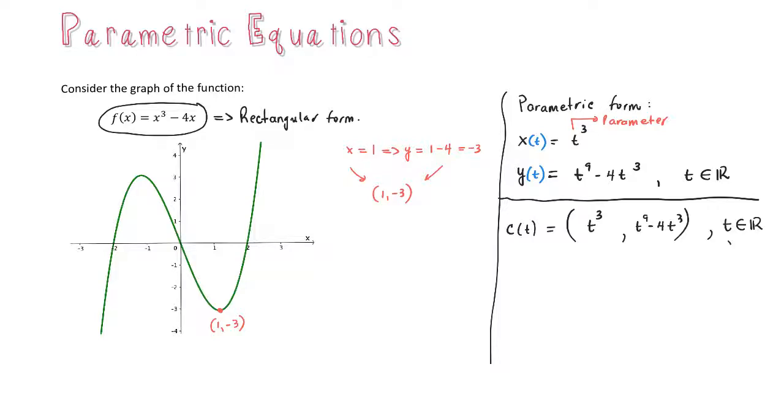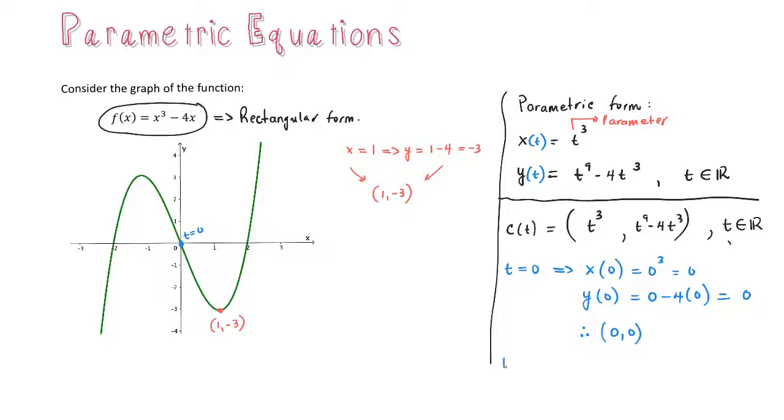So let's say that I choose the value t equal to 0. Then the x value, x of 0, is 0 to the third. That's going to give us 0. And then y of 0 will be 0 to the ninth minus 4 times 0 to the third, that is going to give us 0. So the conclusion is that when t is equal to 0, the point that corresponds to that on the curve will be the origin. So this point right here corresponds to the parameter being 0.